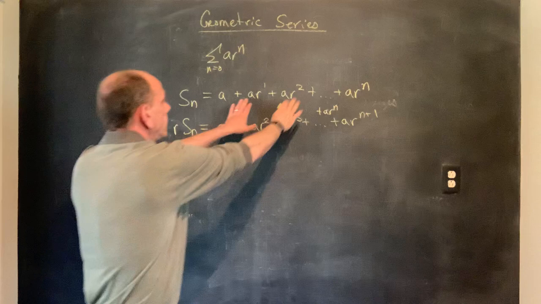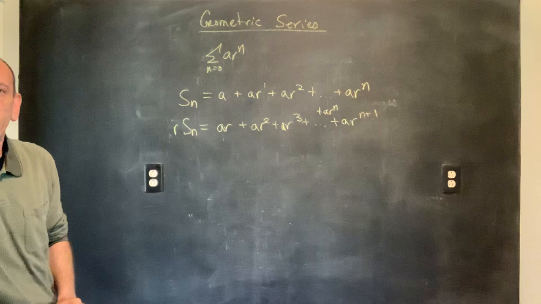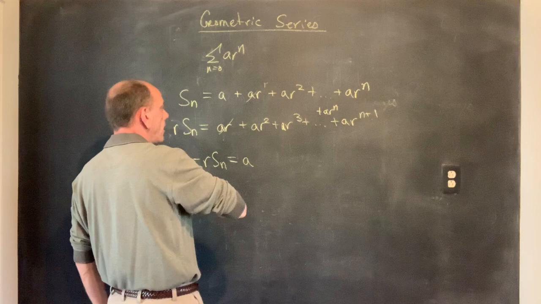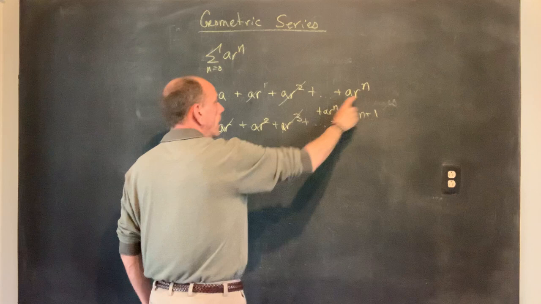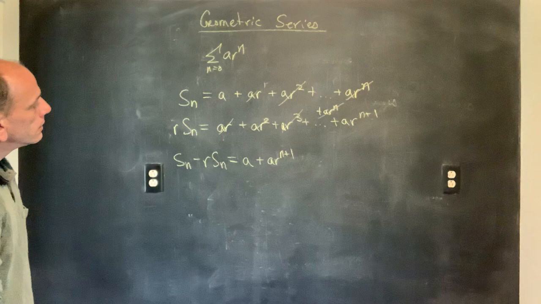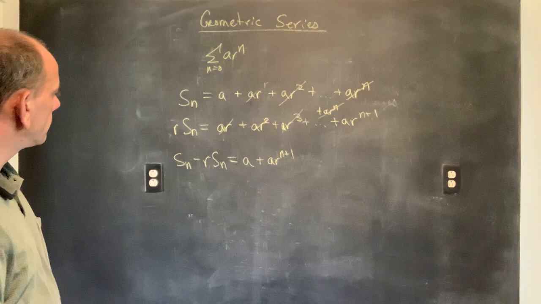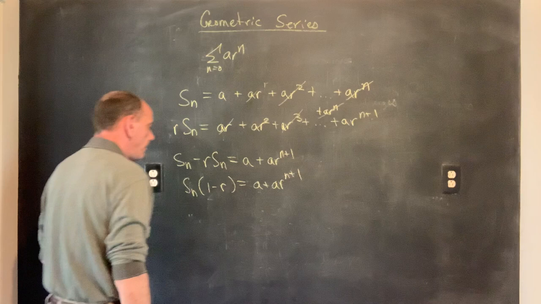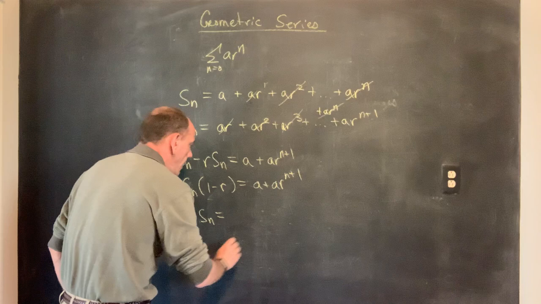Well, what if I subtract all that away? I should be able to simplify a bunch of stuff. So S n minus r S n, well, let's see. I'm going to have a, and the a r to the first, a r to the first, those subtract away. The squared will subtract away. The cubic will subtract away. A r to the n will subtract away, and I'll just have a minus a r to the n plus 1. Very nice. That's looking like we've made some significant progress. Looks like I can factor out an S n. That gives me 1 minus r times S n equals a minus a r to the n plus 1. Divide over. Now I have this formula for S sub n: a minus a r to the n plus 1, over 1 minus r.